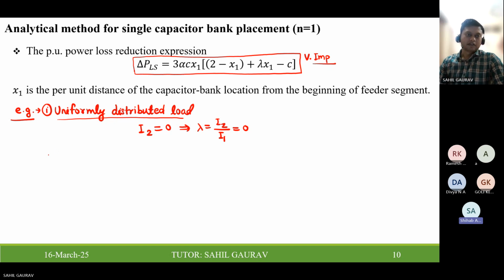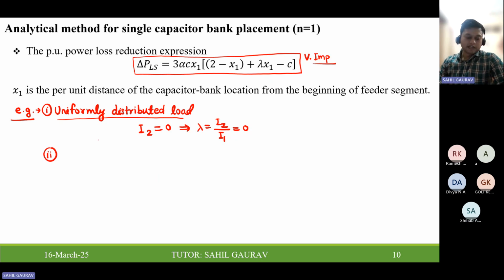What is the lambda equation, sir? Lambda is I2 by I1. I2 is the reactive current at the end of the line segment, and I1 is the reactive current at the beginning of the line segment.